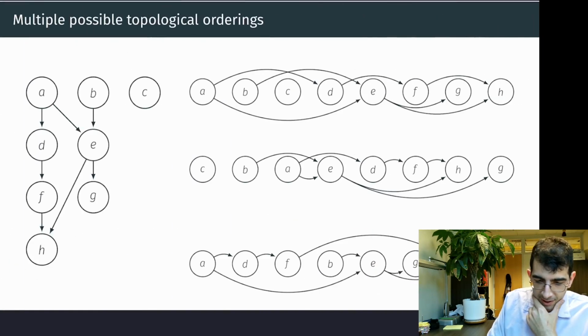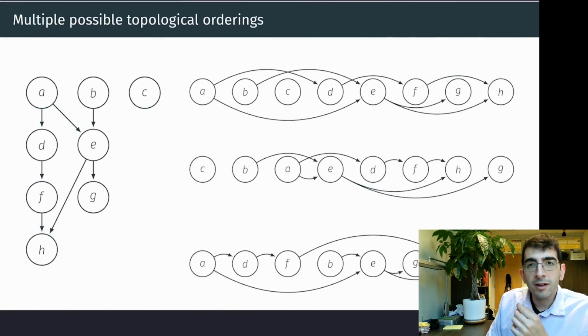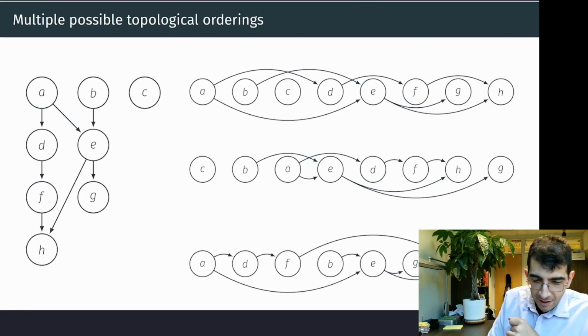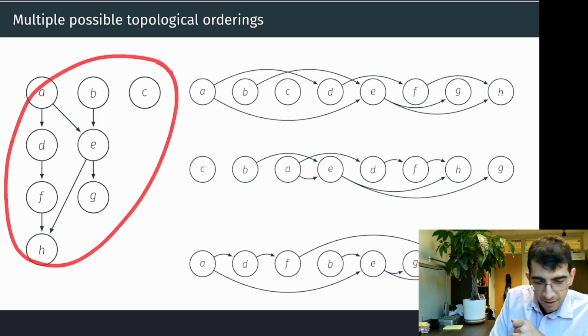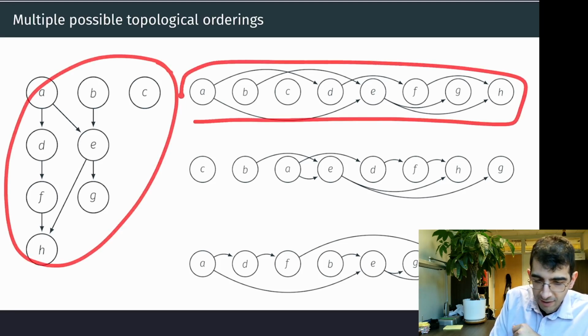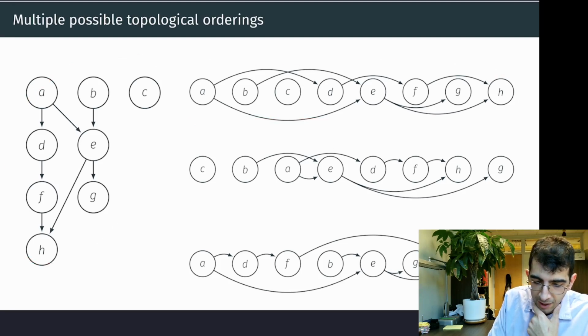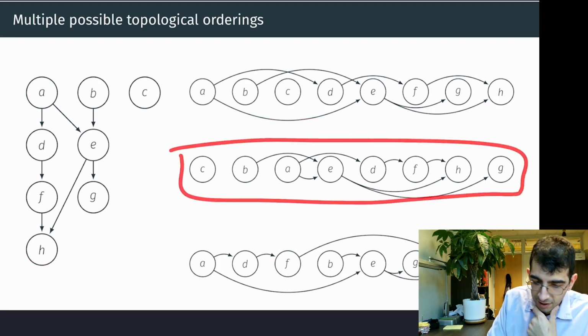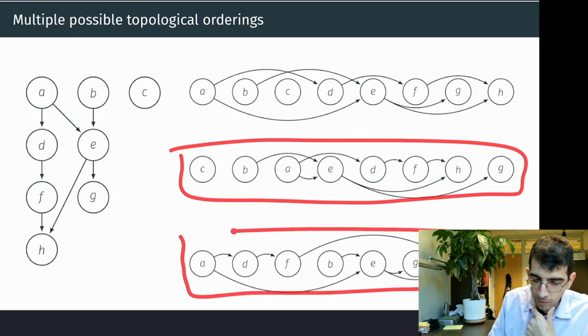Okay. So one thing I want to note is that, as you could probably guess, there isn't only one topological ordering. There isn't one unique topological ordering for any given graph. In fact, the graph that we have here has multiple topological orderings. So we have the topological ordering we came up with. We could also rearrange the topological ordering in a number of ways.